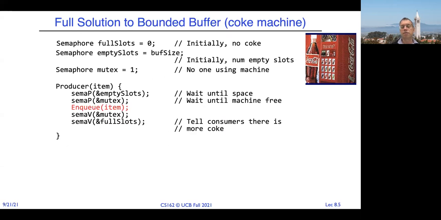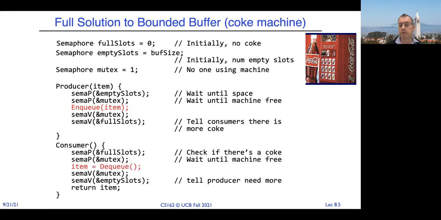And the producer then is very simple, right? You are basically waiting for empty slots to be available, and then you use a mutex to protect the critical section. And then once you are done, you increment the number of full slots, right? Because you added one element.